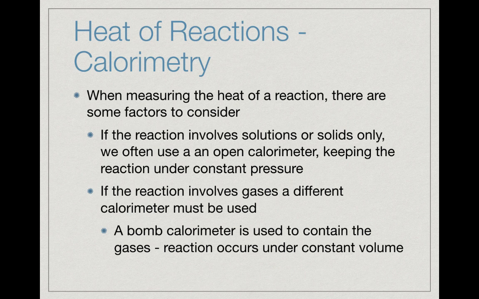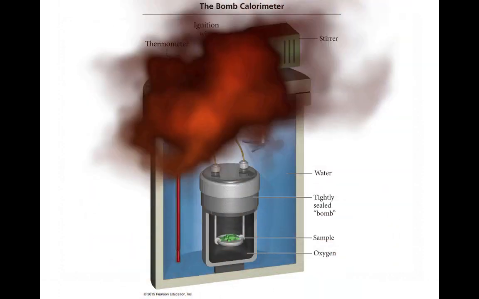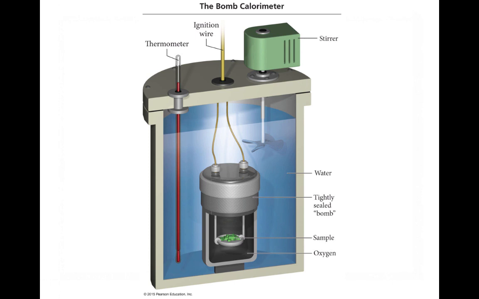So we get a different thermodynamic value for a reaction that's under constant pressure or under constant volume. So let's talk about what a bomb calorimeter is. And so this is a calorimeter here. We've got our thermometer in there. What we've got is an insulated calorimeter here, so it prevents heat from escaping out into the atmosphere.